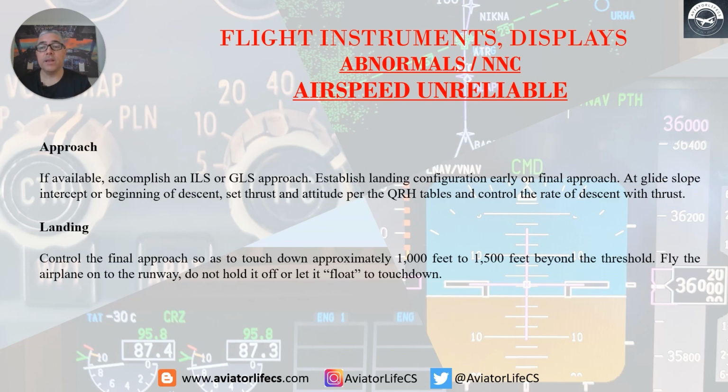During the approach, if available, we can accomplish an ILS or GLS approach, establish landing configuration early on final approach, at glide slope intercept or beginning of descent, set thrust and attitude per the QRH tables, and control the rate of descent with thrust. Landing, control the final approach so as to touch down approximately 1,000 feet to 1,500 feet beyond the threshold. Fly the airplane onto the runway. Do not hold it off or let it float to touchdown.